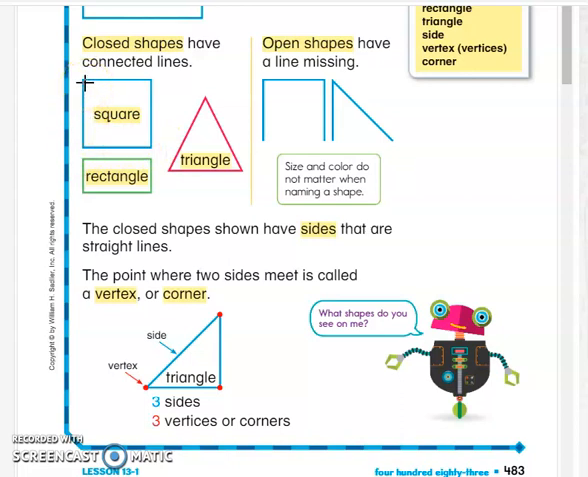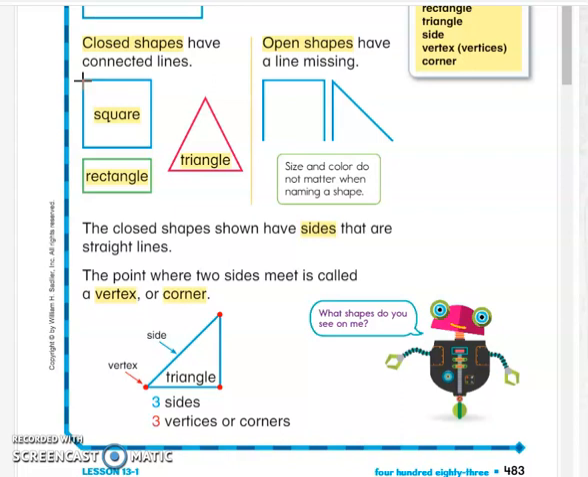Okay, did you start and stop at the same place? The answer should be yes. Are there any open parts? Are any of the lines open? For that, the answer should be no. If you can trace around a shape and there's no open parts, that means the shape is closed.